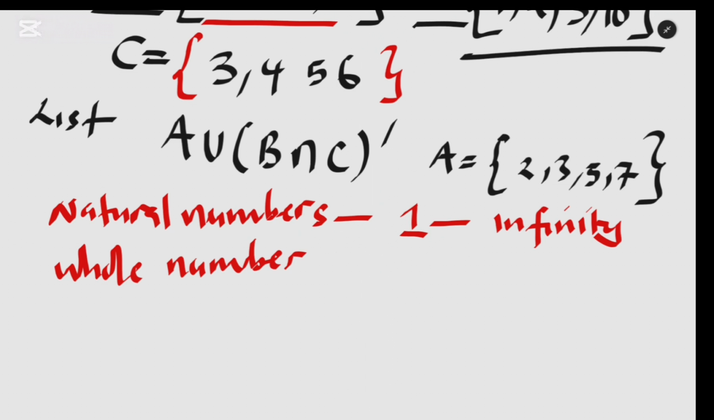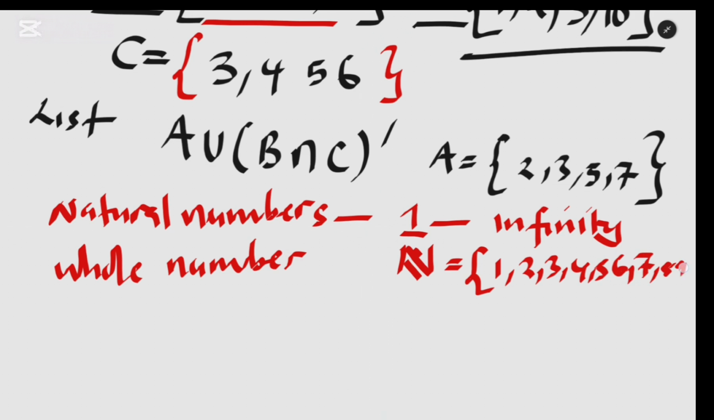Okay? So on the natural numbers, if we are to list a set of natural numbers that is less than 10, it is 1, 2, 3, 4, 5, 6, 7, 8, up to 9. That is less than 10.